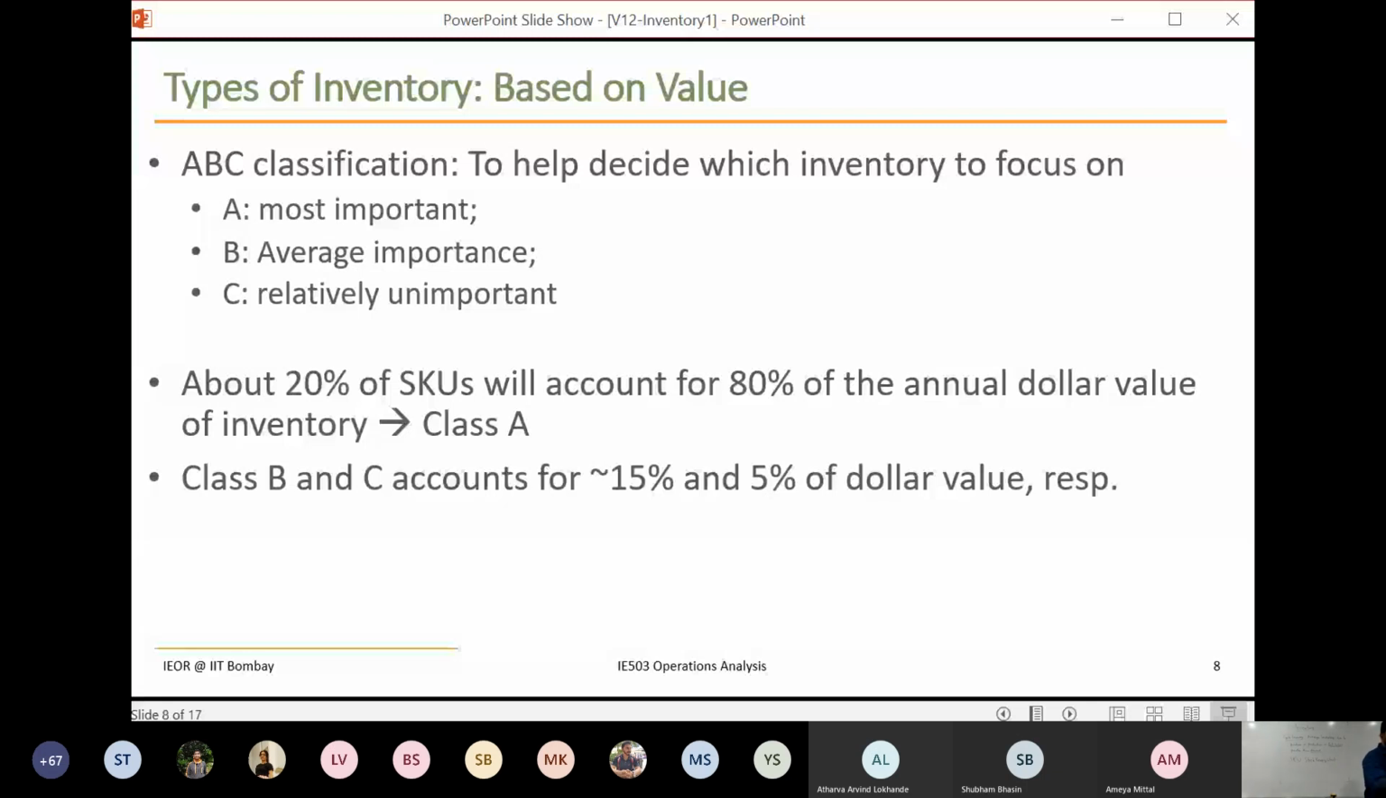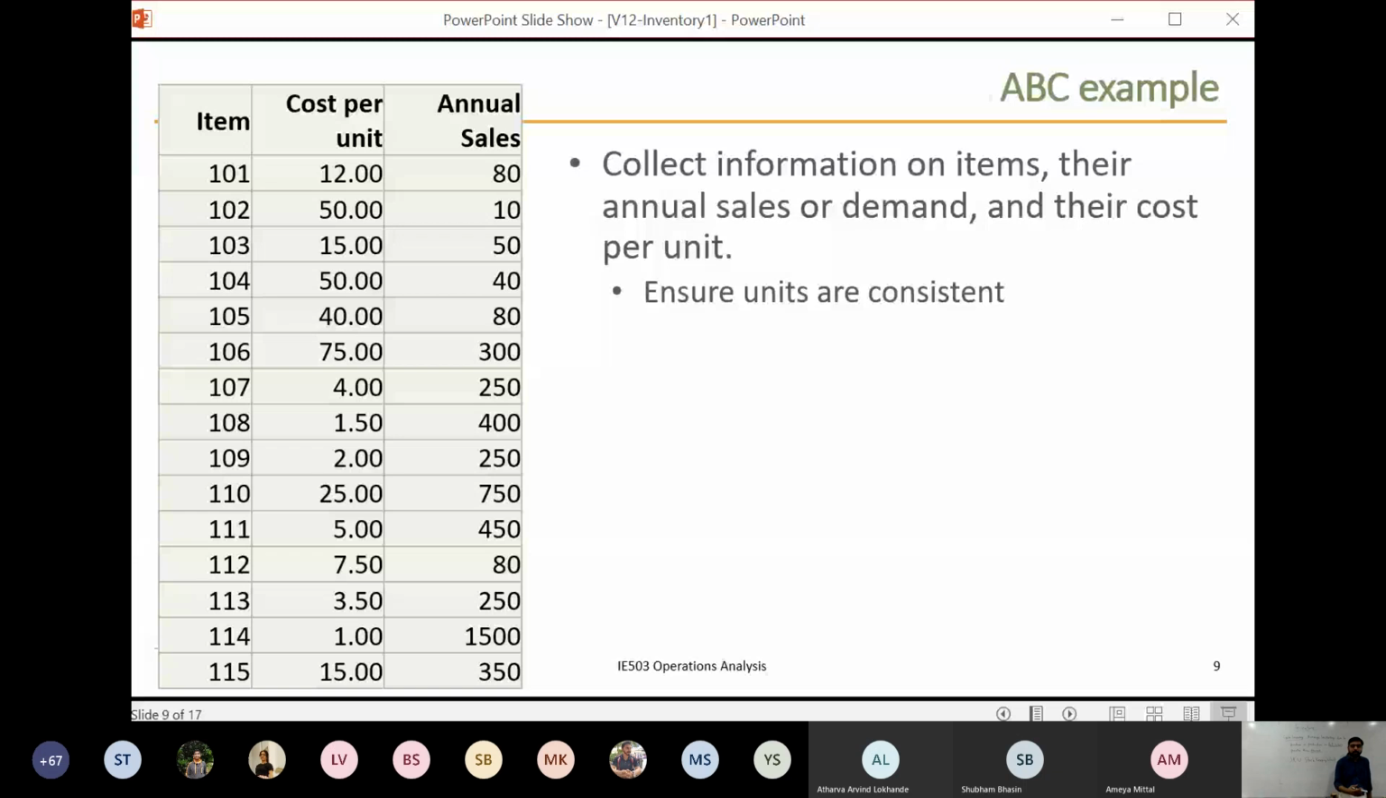I've included an example to quickly illustrate what it is. This ABC example is typically what we initially do for ABC classification.